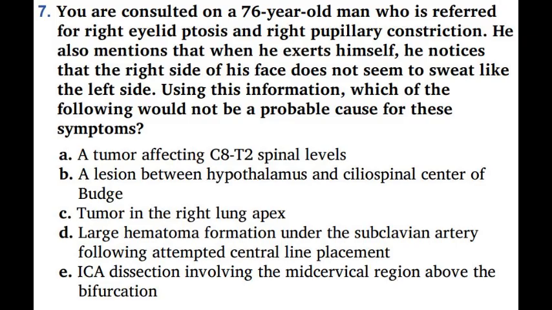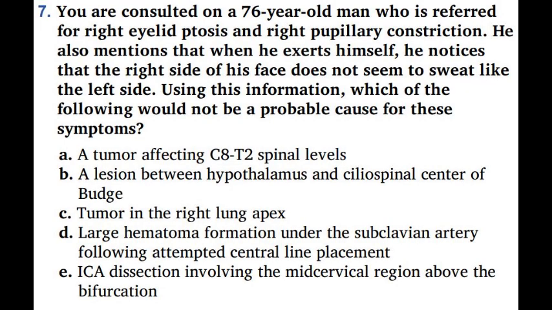Now that we've done that, let's go back to the question. The first option says a tumor affecting C8 to T2 spinal levels. We know that's the spinal center of Budge, and a tumor affecting that will cause a downstream effect and the entire spectrum of Horner syndrome. So that's correct. A lesion between the hypothalamus and the spinal center of Budge: the first order neuron starts from the posterior hypothalamus, goes down the brainstem, and synapses at the spinal center of Budge. So a lesion along that pathway will have a downstream effect and a full-blown Horner syndrome.